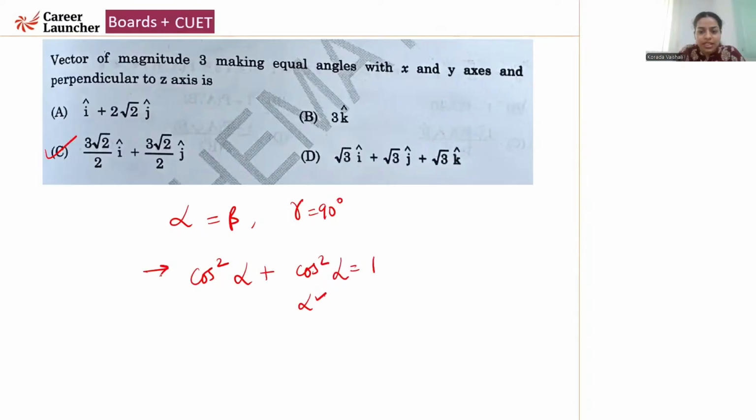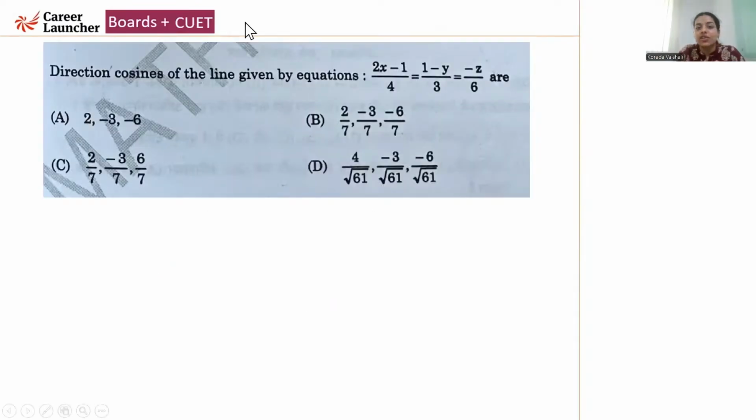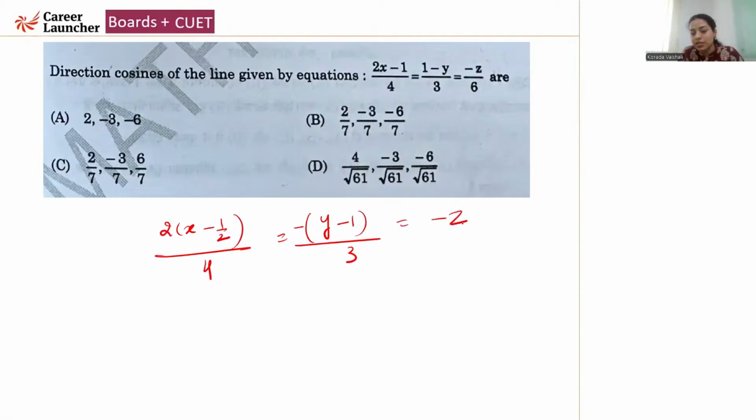Question number 15 says the direction cosine of the given line is given by the equation. So let's write this equation in the standard form. Taking 2 common, you will have x minus 1 by 2 divided by 4, and this is equal to, taking negative common, y minus 1 divided by 3, and this is equal to minus z by 6. So it means x minus 1 by 2 divided by 2, and this is going to be y minus 1 divided by minus 3 and z divided by minus 6.